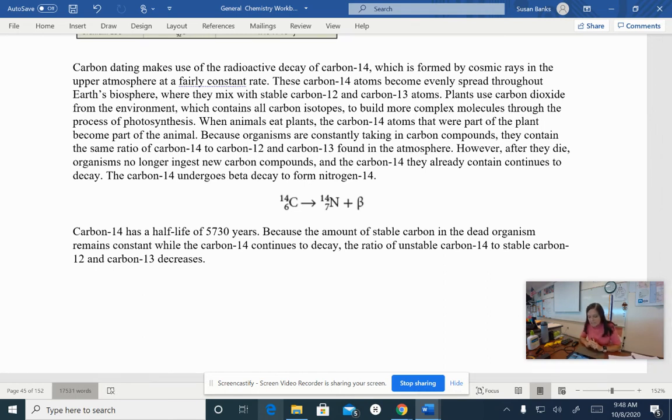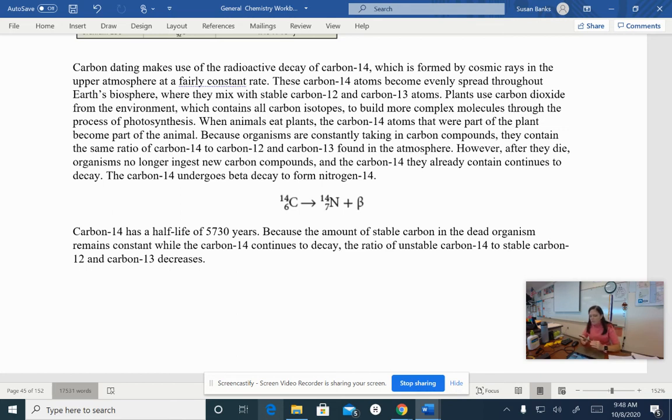Carbon dating makes use of the radioactive decay of carbon-14, which is formed by cosmic rays in the upper atmosphere at a fairly constant rate. It's formed above the ozone, above about 16 kilometers in the atmosphere, because of the UV rays coming in and hitting the nitrogen in the atmosphere, making it carbon-14 instead of nitrogen-14.